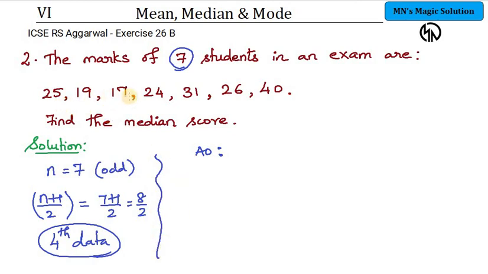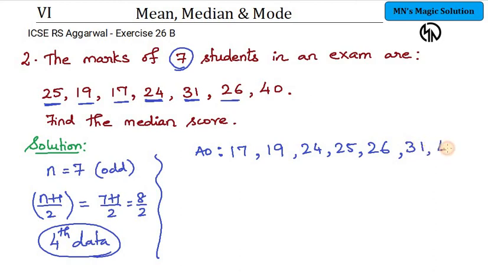How else can you arrange? See, tens place, how many numbers you have? 17 and 19. So I'll arrange it as 17, 19. Then 20s, I have 24, 25 and 26. So it is 24, 25, 26. 30s, you have one number, 31. And in 40s, it is only one data. So you can just check for the numbers. How many are there? 1, 2, 3, 4, 5, 6, 7. So 7 datas, we have arranged everything in ascending order.